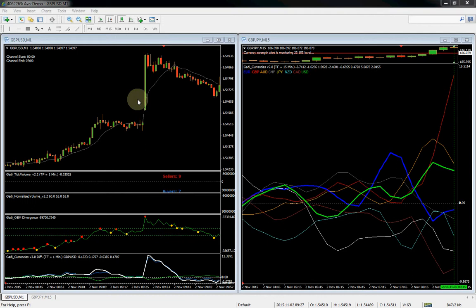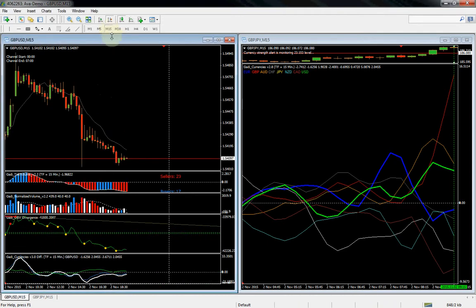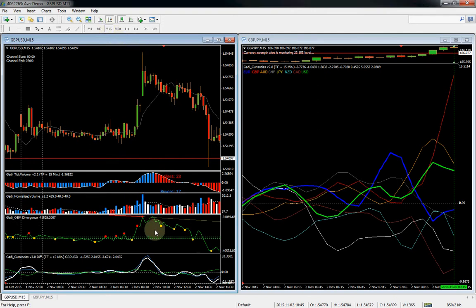Now after this you could have traded it again, so I'm just going to bring up the 15-minute chart here, because let's get rid of these two.